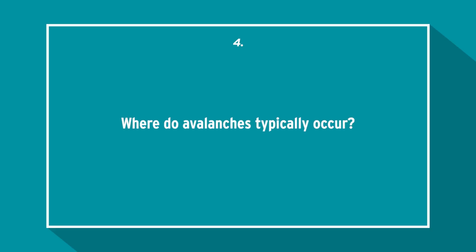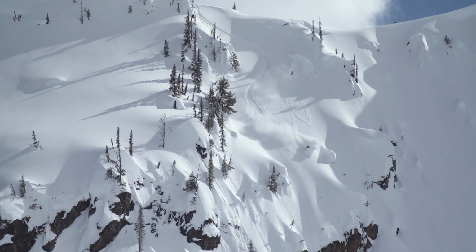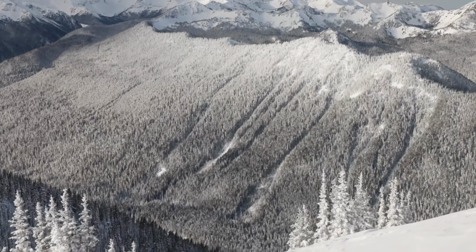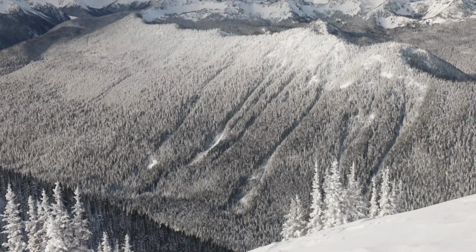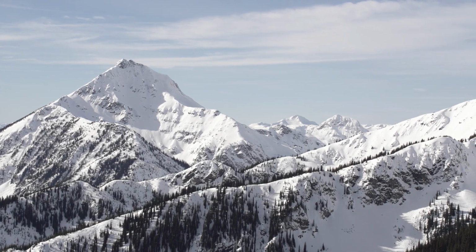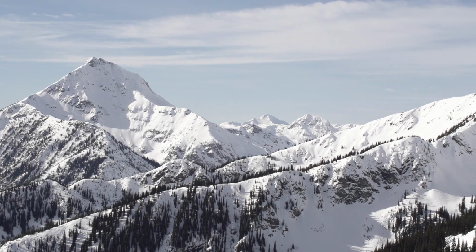Where do avalanches typically occur? Avalanches typically occur on slopes that are above 28 to 30 degrees. Locations where avalanches occur are generally stripped bare of trees and vegetation. In the spring, the avalanches that can occur on much lower angled slopes are also very time dependent.